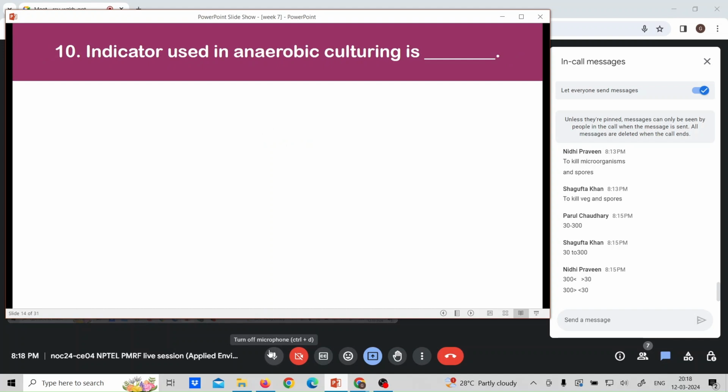The indicator used in anaerobic culture is, while doing anaerobic culturing.